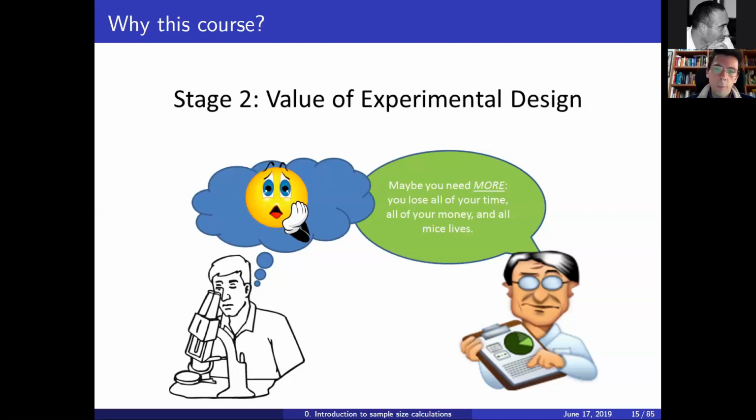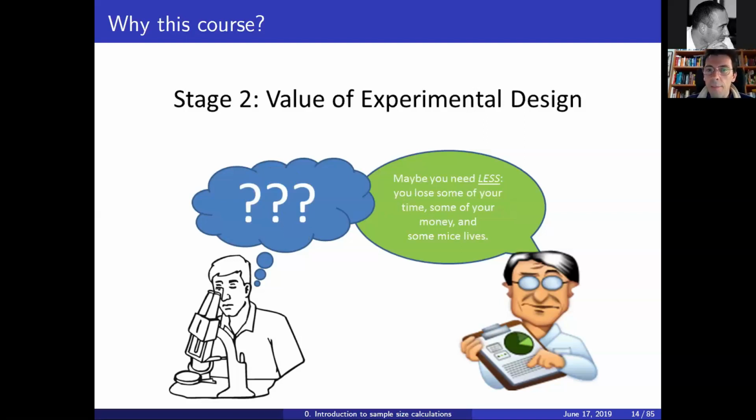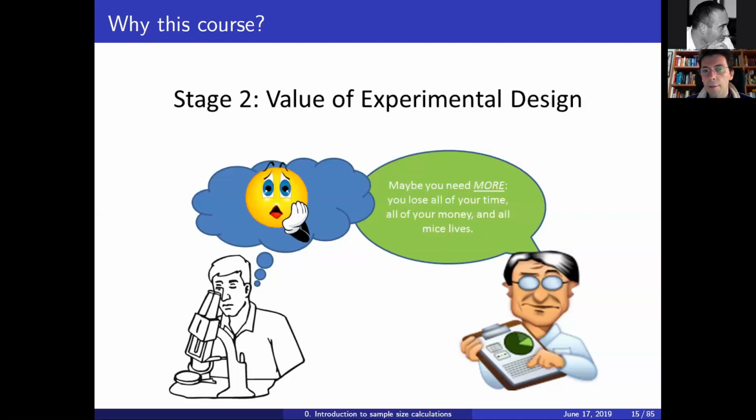And if you need more, it is not that you are losing some of your time, some of your money, some of the mice lives. It is that you are losing all your time, all your money, and all your mice lives for not having calculated how many animals you needed. And then you have spent all your grant on an experiment in which you will never show that your treatment is really effective. And this is really worrying.